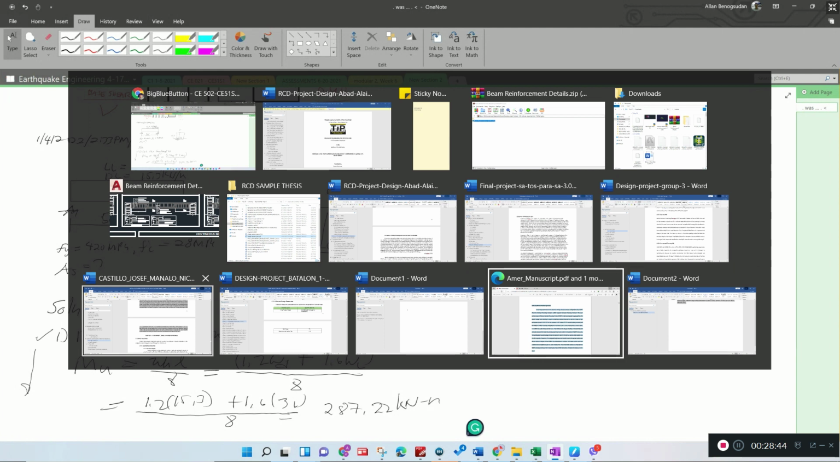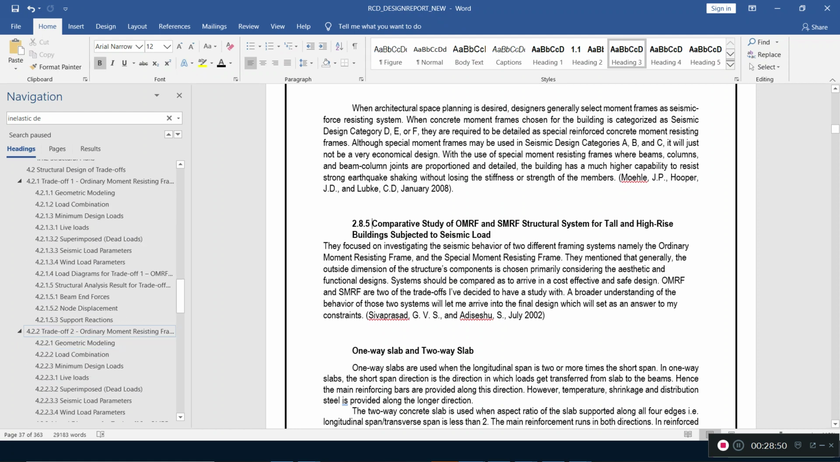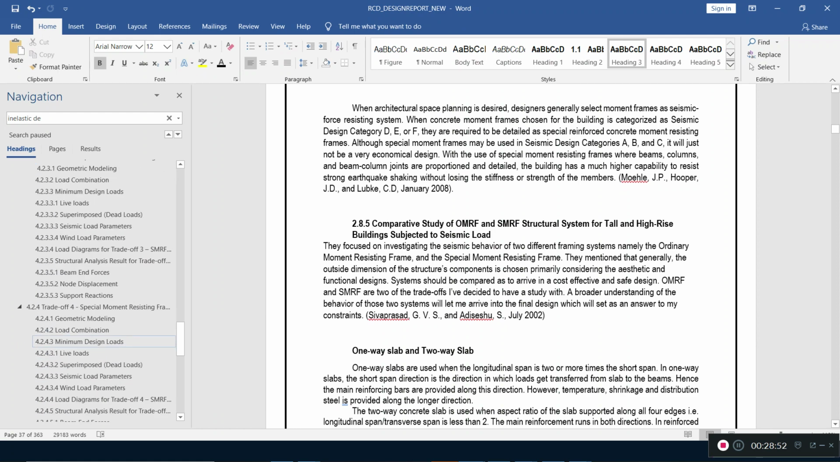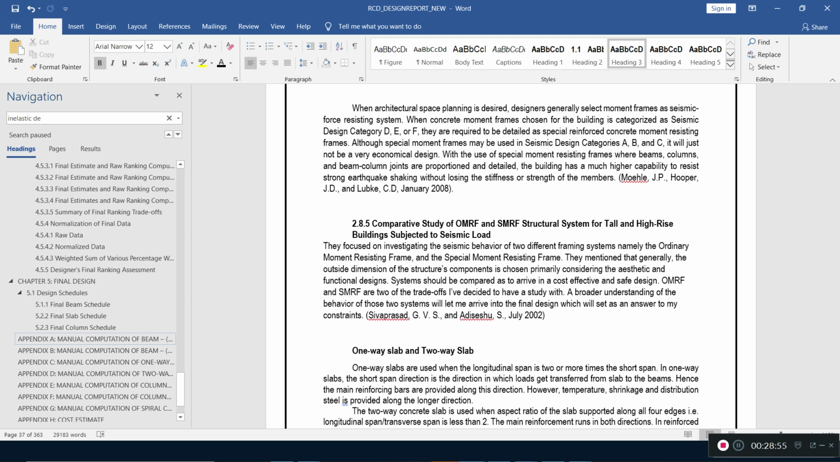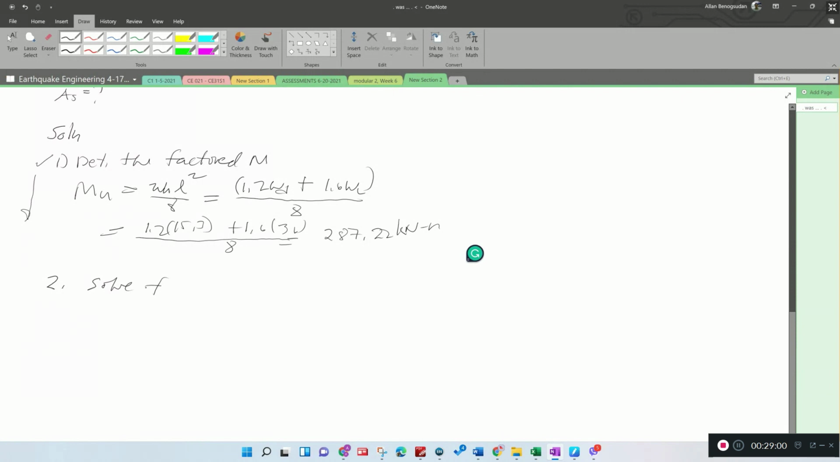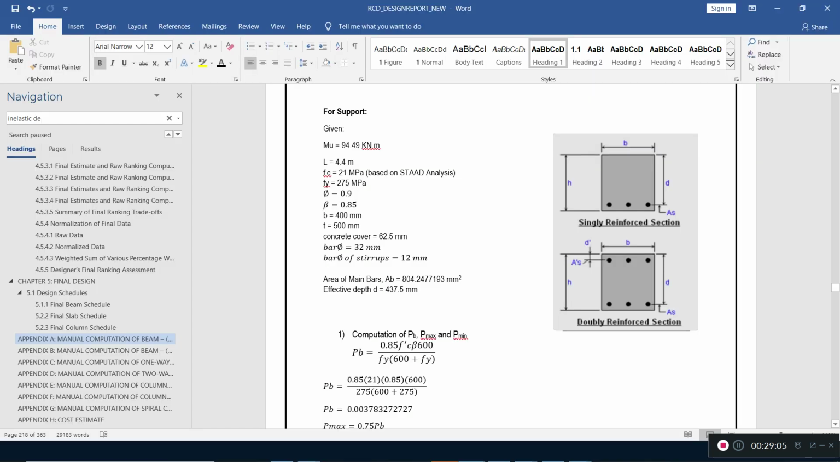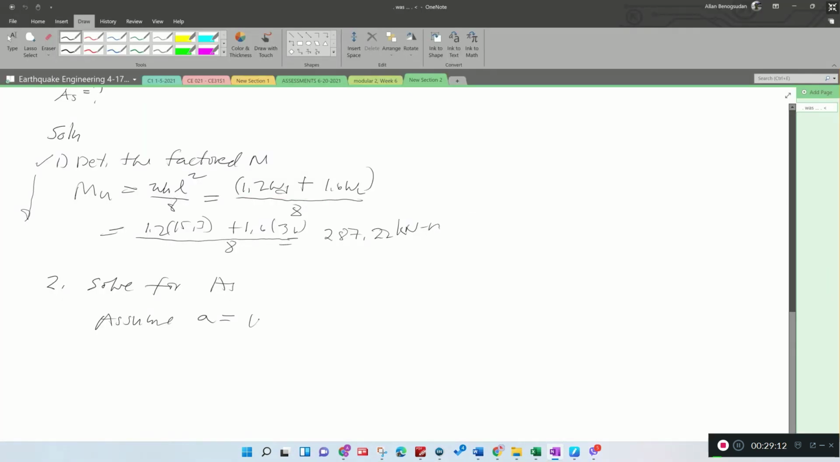Just pay attention, and if you have questions, it might not be here, but others, so we can do that one as our review. Number 2, perhaps you can say solve for As now. So assume a is equal to 100. This is actually one way to do this.